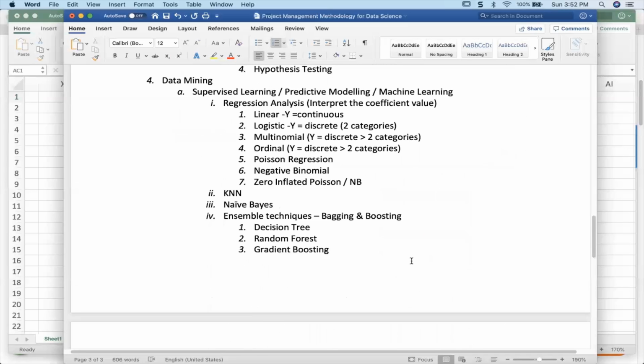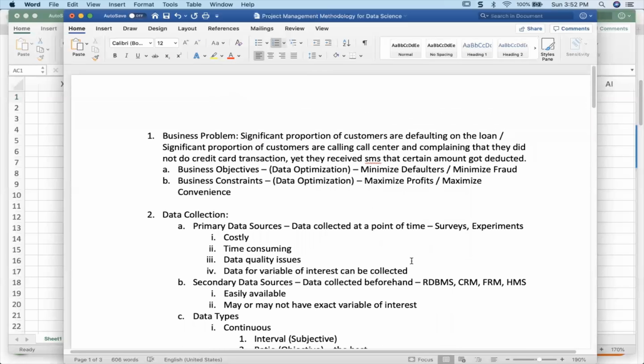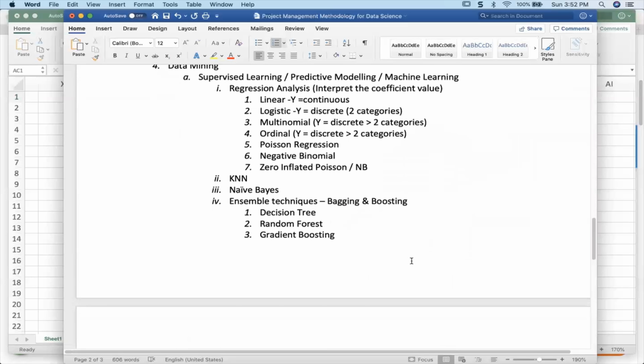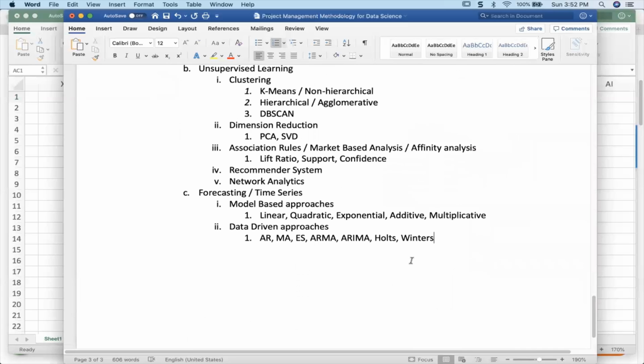So if you know all these things, I mean, you would have covered the entire majority of your data science. You can go with confidence, attend the interviews.